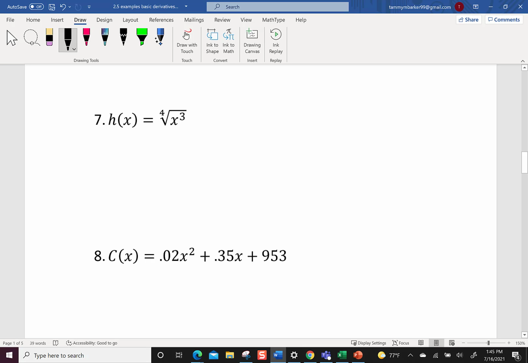7 says h of x is the 4th root of x cubed. Again, let's work on that exponent. It should be x to the 3/4. So the 4 that was the root becomes the irrational, and I put it in the denominator.